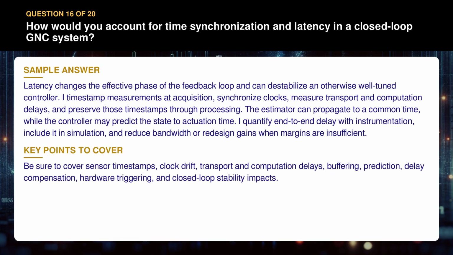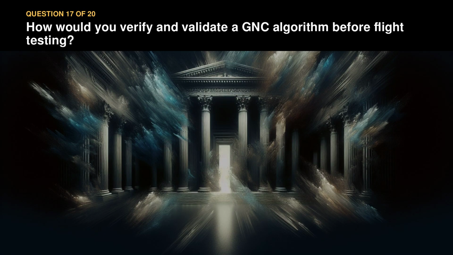Be sure to cover sensor timestamps, clock drift, transport and computation delays, buffering, prediction, delay compensation, hardware triggering, and closed-loop stability impacts. Question 17. How would you verify and validate a GNC algorithm before flight testing?